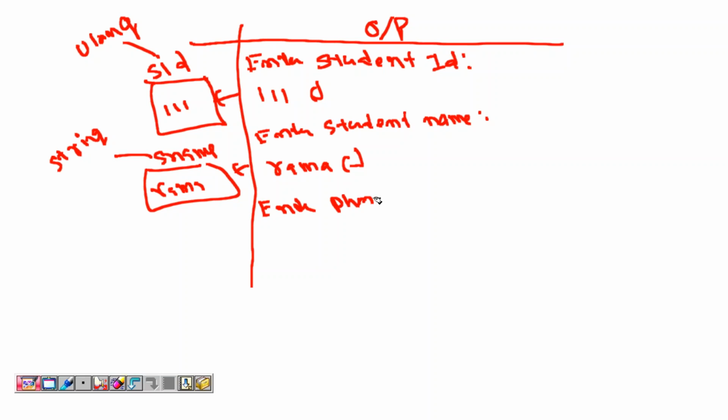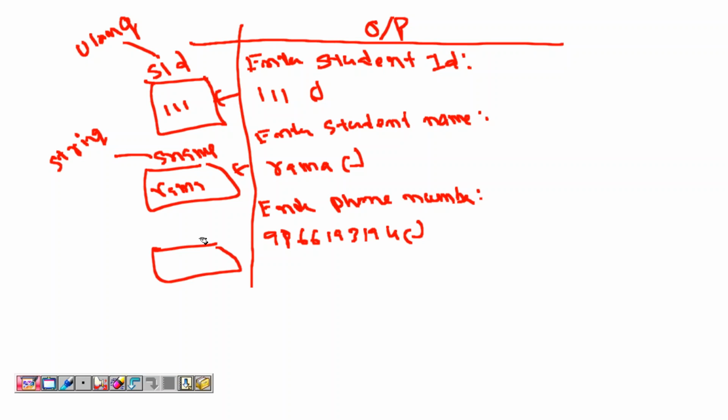Next, enter student phone number. You are asking the user, enter phone number. Let's say he has entered the number 9866193194. Now you store that number into a variable called SPHNO. What is the data type of SPHNO, Renuka? Long, sir. Think twice and thrice and tell me the data type. Long or Ulong? Ulong.